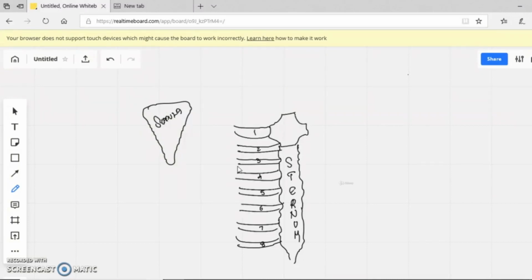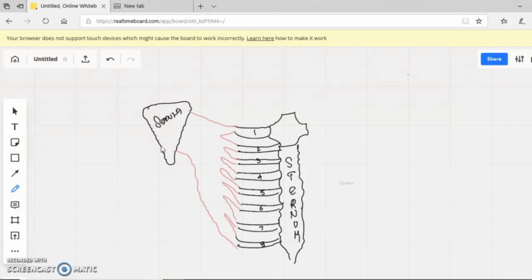As I already said, it is taking origin by means of 8 digitations. So we will be having 8 digitations, such as first digitation, second, third, fourth, 5, 6, 7 and 8 digitations of this serratus anterior, taking origin from the costal ribs, and then it is getting inserted into the medial border of the scapula.